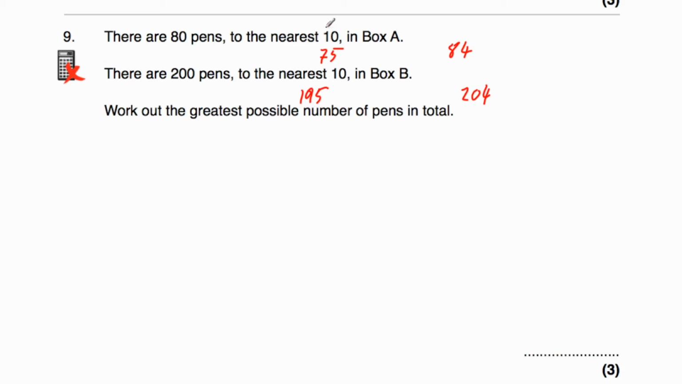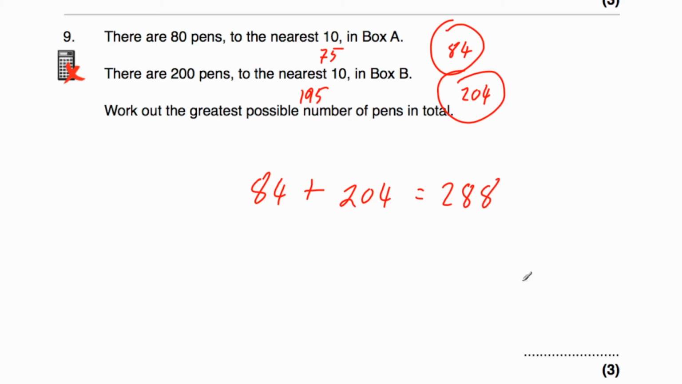So we want to find the greatest possible number of pens in box A, 84, and the greatest possible number of pens in box B, 204, and add them together. So 84 plus 204 would be equal to 288. So the greatest possible number of pens in total would be 288. If we were asked for the lowest possible number of pens in total, we would have added together 195 and 75, but we were asked for the greatest possible number of pens.